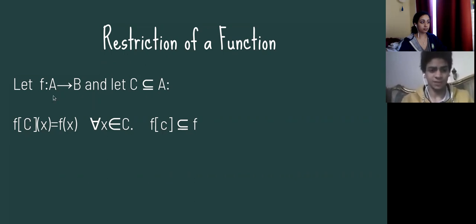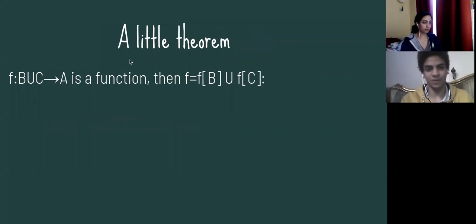So what this means is that I'm just changing my domain from A. I'm just taking a subclass of A and then using the exact same function. And you can already see that f_C would be a subclass of f. So this is basically the same function, but on a smaller domain. I'm restricting what my domain would be. This will become clearer in the next few things, but first, a little theorem about the restriction function.